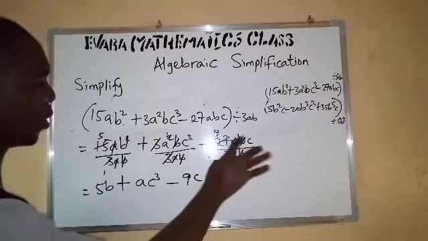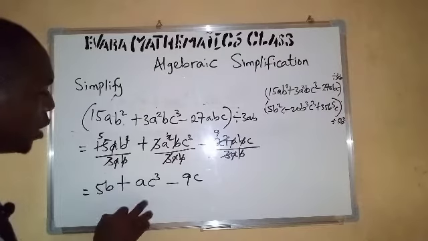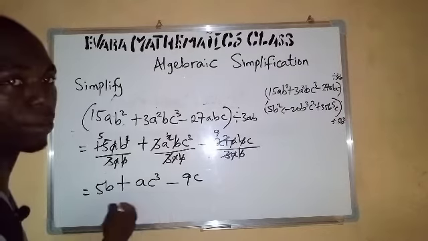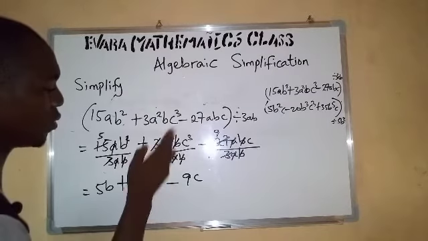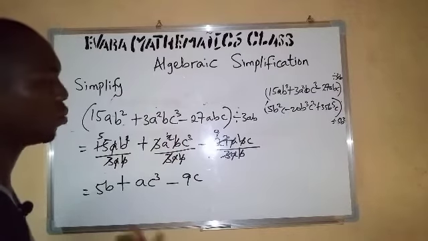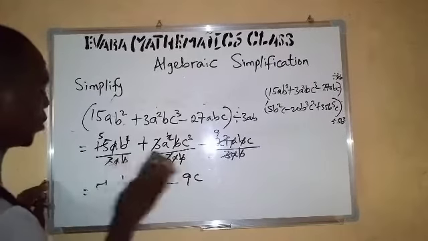So with this, we have simplified this expression. This is going to be our final answer. Since we don't have like terms, no terms are similar. This is b, this is ac cubed, this is c. So no one is similar to another. Let's take the last one.